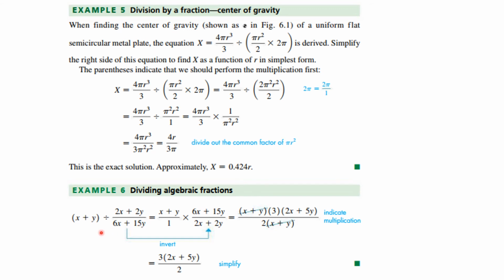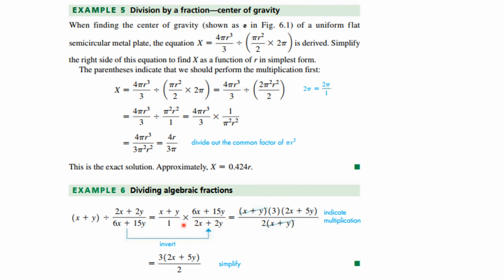Let's look at this example. We have this expression divided by this expression. Again, it is useful for some students to change the first one to have a division of 1, and we're going to invert. That means we turn this one upside down. So instead of 2x plus 2y over 6x plus 15y, it's the reciprocal of that.